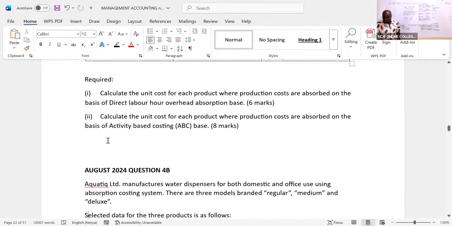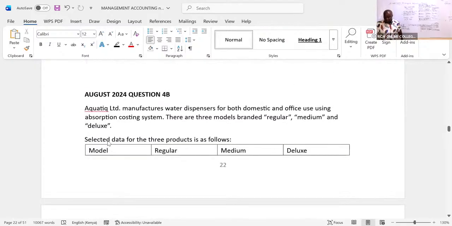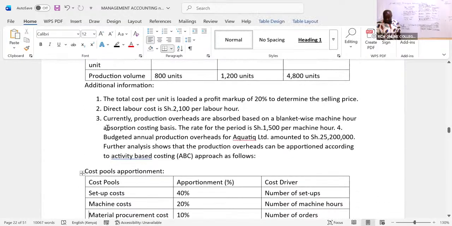So then the homework I'm giving you is August 2024, question number 4. Please finish doing that question. And then ensure that you are posting your answer on WhatsApp.